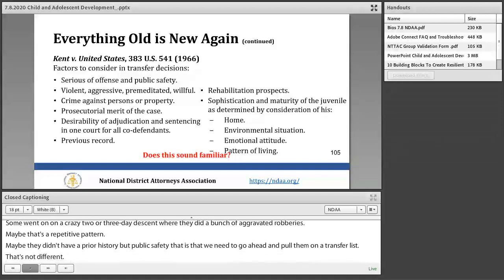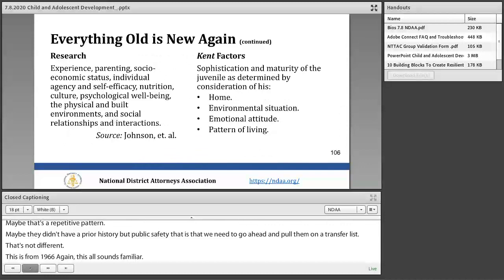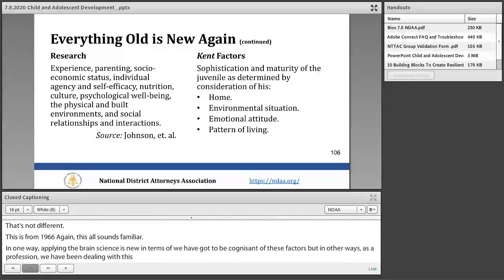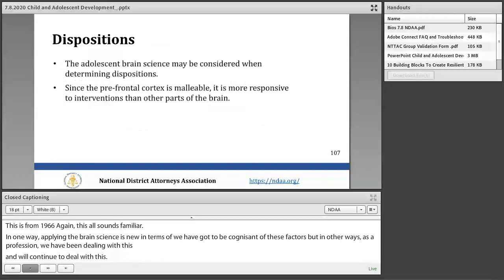This Kent case is from 1966. As we say, does all of this sound familiar? So in one way, applying the brain science is new in terms of we have got to be cognizant of these factors. But in another way, as a profession, we have been dealing with this and will continue to deal with this.